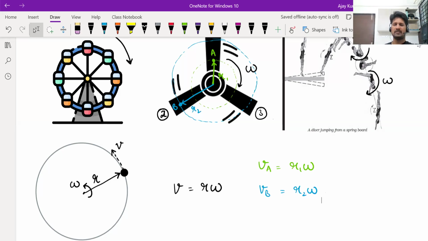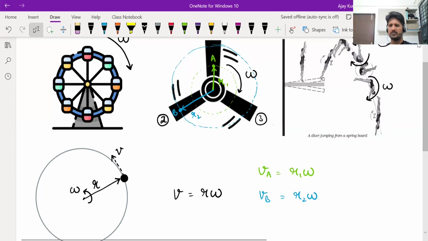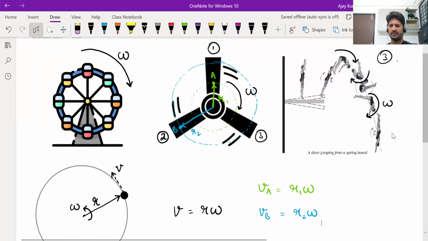Now tell me, how many particles are there in that fan? How many separate points can you identify in that fan? How many individual particles exist in that fan?